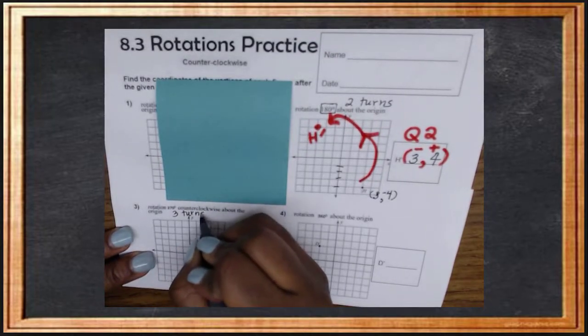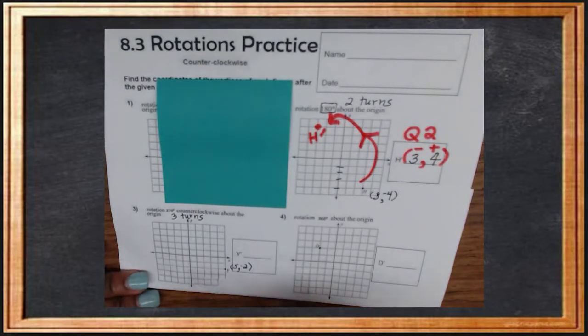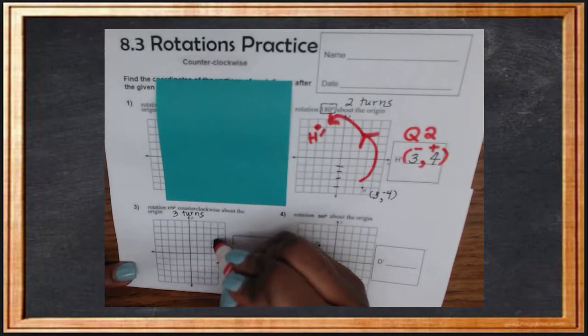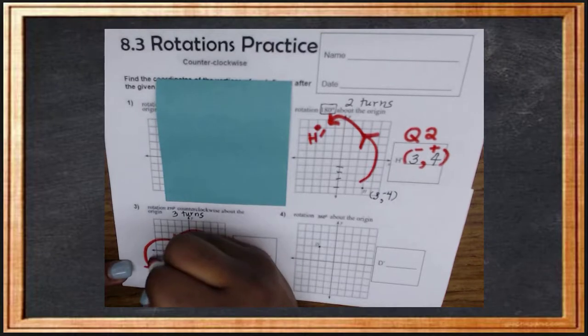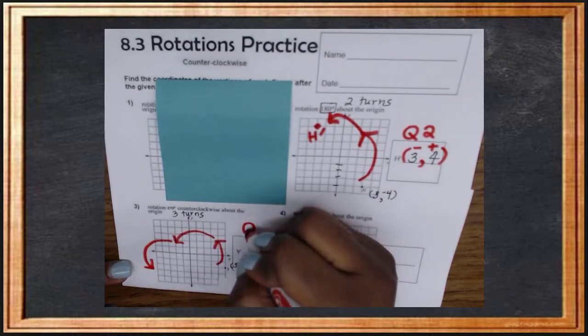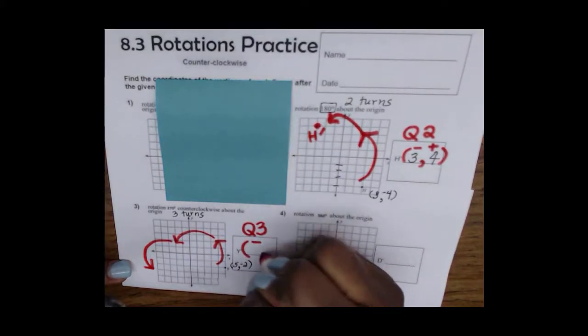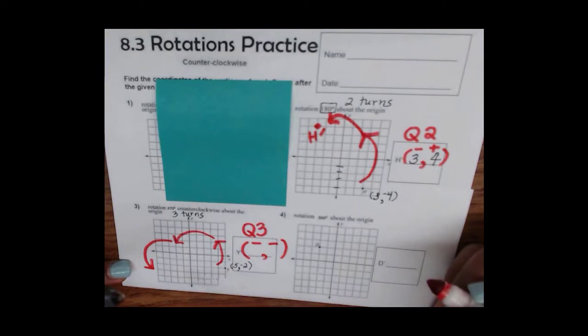So in order to do this rotation, let's go counterclockwise. Here's 1 turn, 2 turns, and 3 turns. So we know our final answer will be in quadrant 3. And the signs for quadrant 3 are negative, negative.